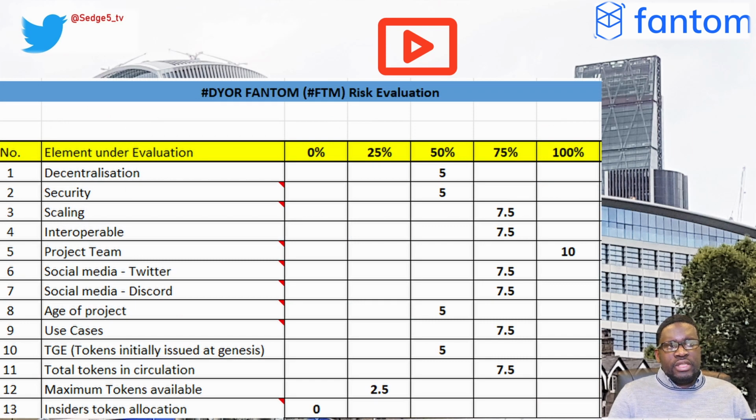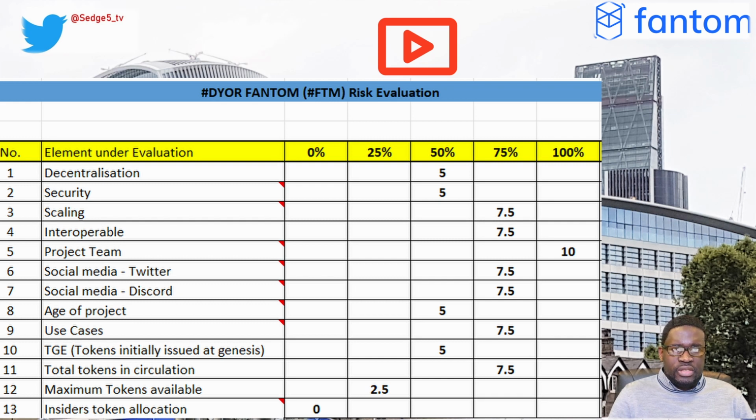Decentralization 5 out of 10, security 5 out of 10, scaling 7.5 points out of 10, interoperability 7.5 points out of 10, project team 10 out of 10, social media presence via Twitter 7.5 points out of 10, social media via Discord 7.5 points out of 10, age of the project 5 points out of 10, use cases 7.5 points out of 10, tokens issued at project launch 5 points out of 10, total tokens in circulation at the time of recording 7.5 points out of 10, maximum tokens available 2.5 points out of 10.